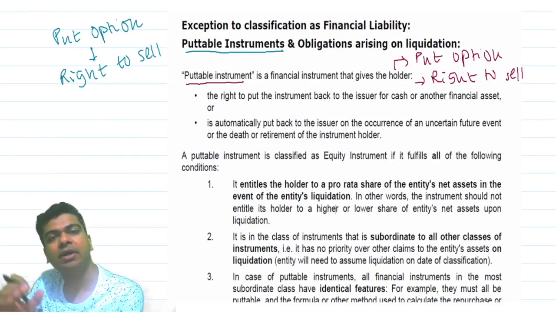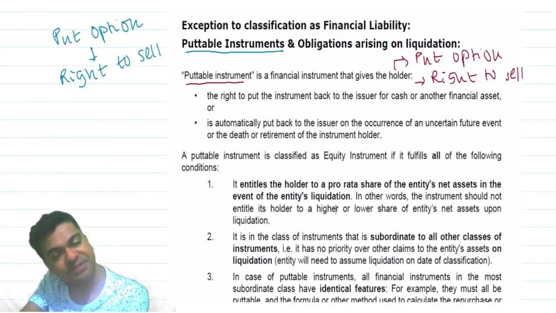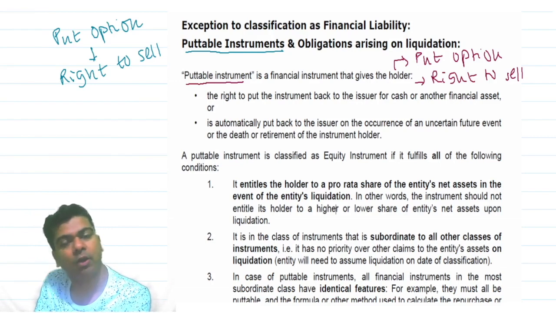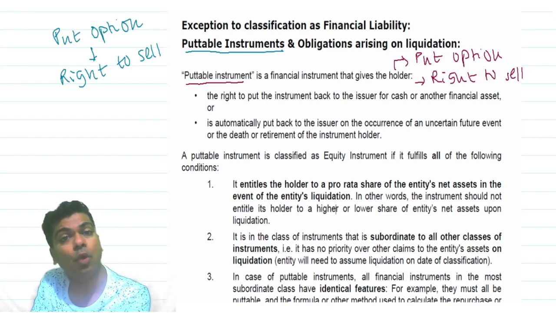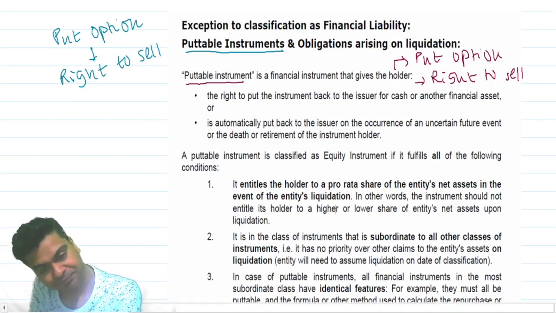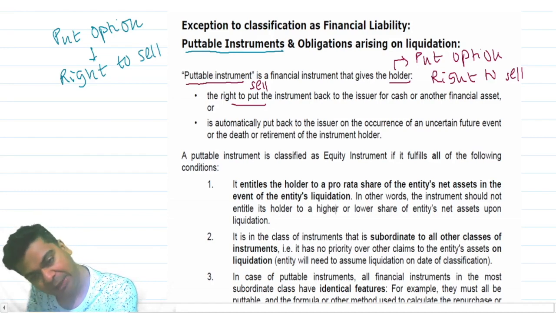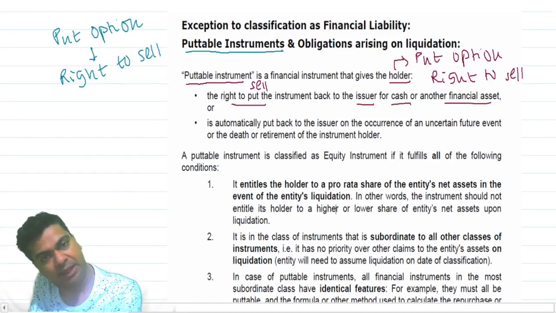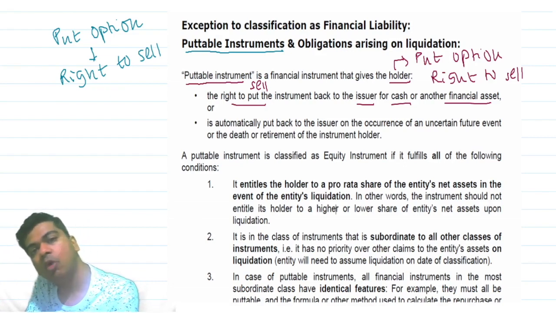The NAV may keep on increasing, but if I am a long-term investor, I may keep on holding these units as long as I wish. However, if I come to a conclusion that I want to liquidate my investment, I can always sell those units. So as a holder, I have a right to sell the units back to the mutual fund, but I am under no obligation to do so. So that's what we say here. It is a financial instrument that gives the holder a right to put, understand right to put as sell. You can say a right to sell the instrument back to the issuer for cash or another financial asset. That's the classical definition that we understand for units of a mutual fund. I am holding the units of a mutual fund.